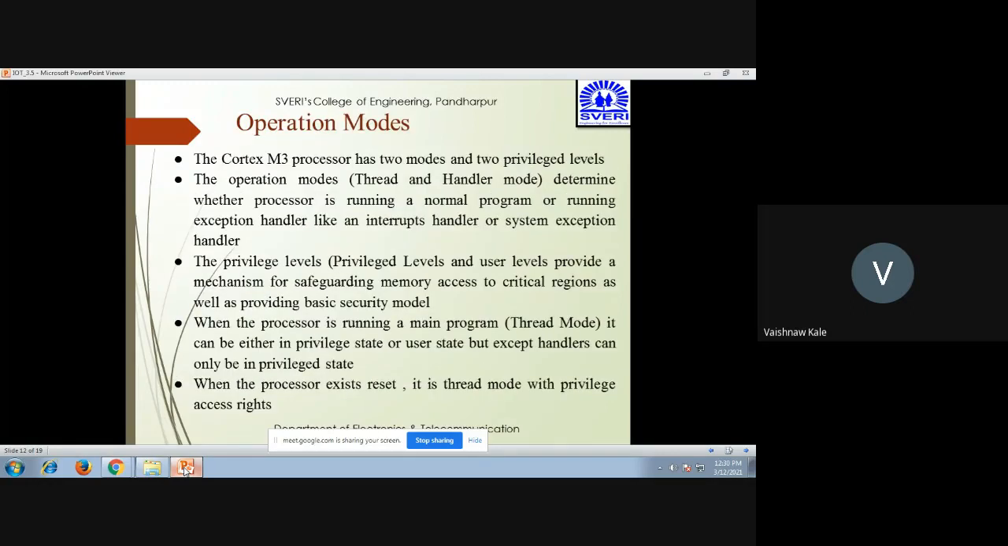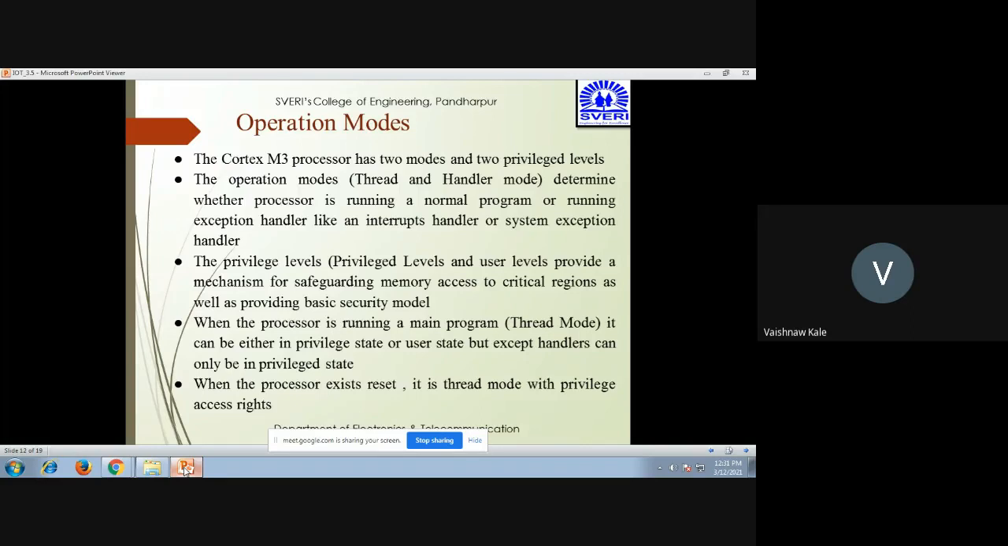Now, operating modes. Normally there are 2 operating modes, and 2 privilege levels. The operating modes are thread mode and handler mode. Thread mode means your main program is running, and handler mode means when your main program is not running. So there are 2 modes which we have seen here: thread mode and handler mode.